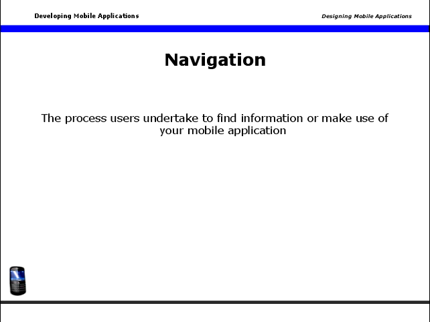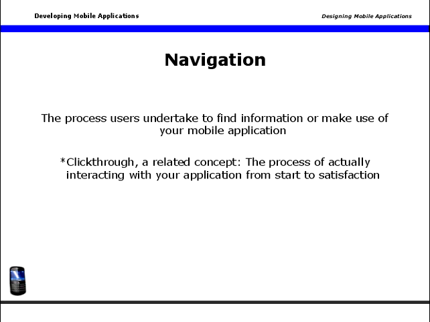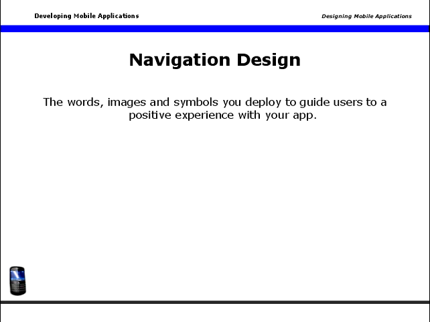Well, navigation is the process users undertake to find information or make use of your mobile application. Click-through, which is a related concept, is the process of actually interacting with your application from the time they start it up to the satisfaction of their felt information need, whatever that might be. Navigation design, then, is the words, images, and symbols you deploy to guide users to a positive experience with your app. It is the visual manifestation of your information design.